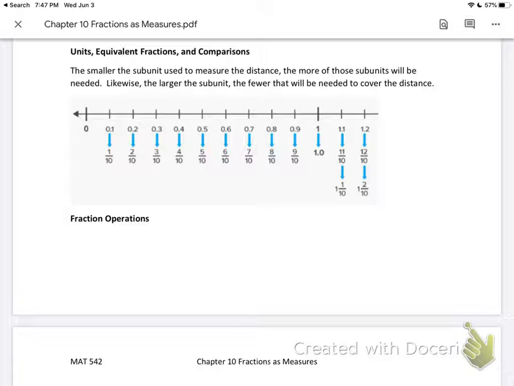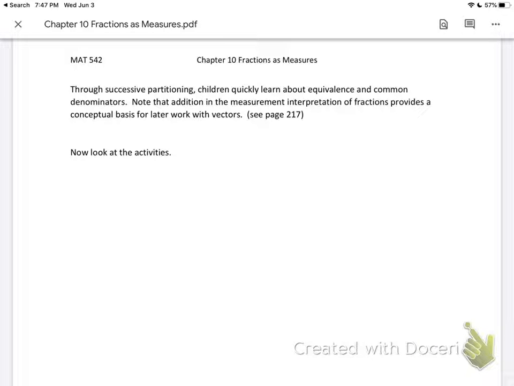The smaller the subunit used to measure the distance, the more of those subunits will be needed. Likewise, the larger the subunit, the fewer that will be needed to cover the distance. Okay, so it's all about the number line and about successful partitioning. So fraction operations is the last thing. So through successful partitioning, children quickly learn about equivalents and common denominators. Note that addition in the measurement interpretation of fractions also provides a conceptual basis for later work with vectors.